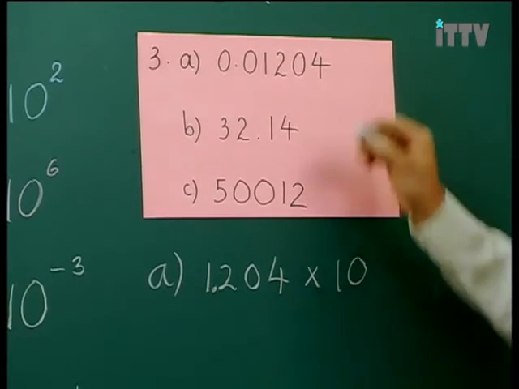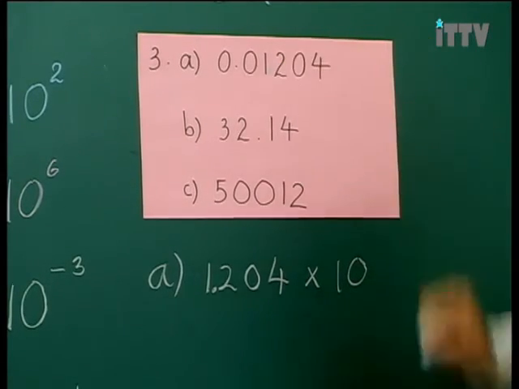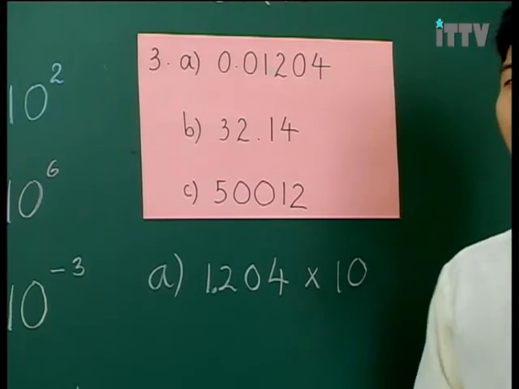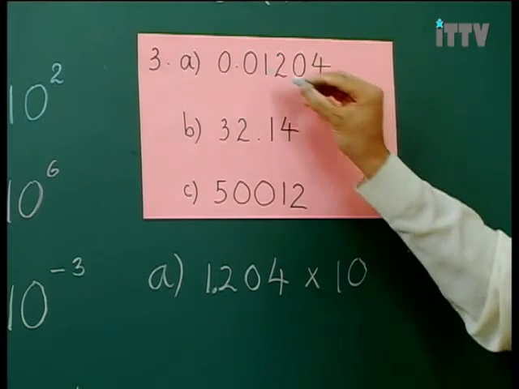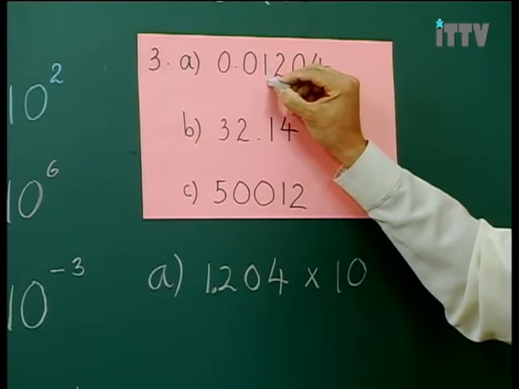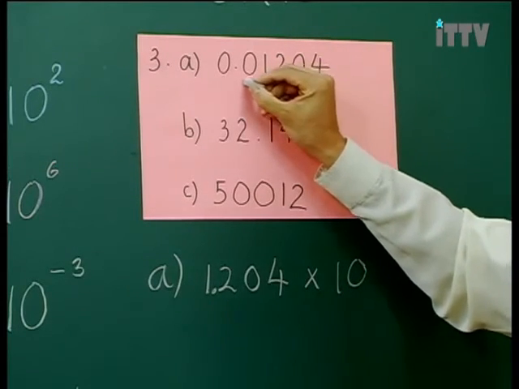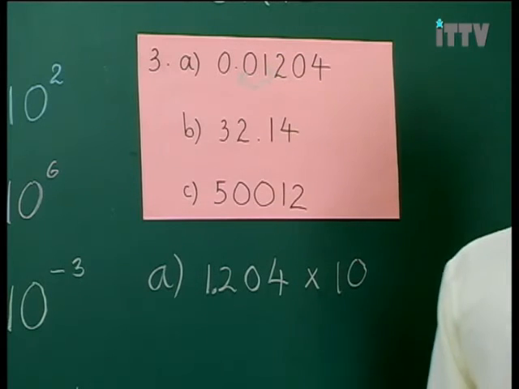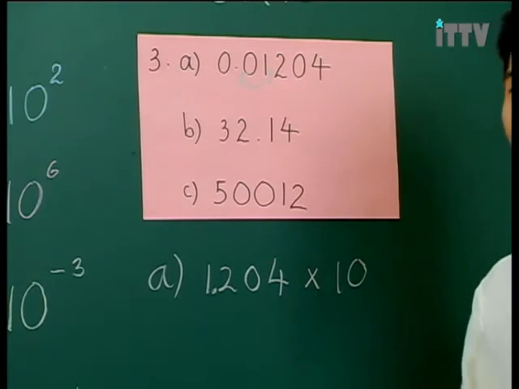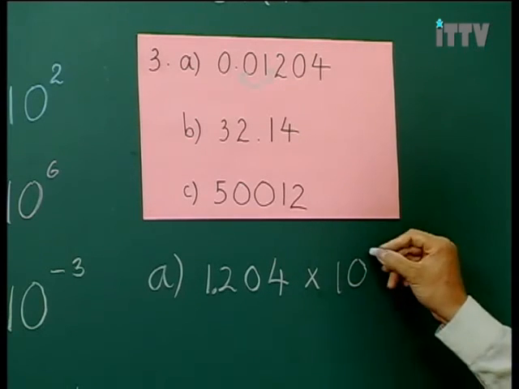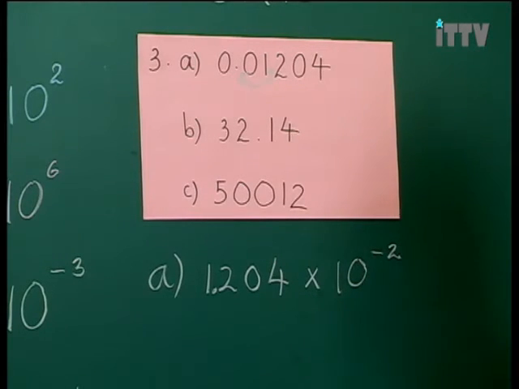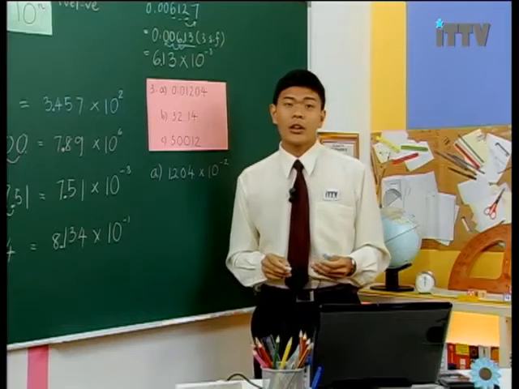Alright, now we have put the decimal here. How do we move back to its original decimal point? 1 place to the left, 2 places to the left. So when you move back to the left, it is negative index. 2 places to the left, negative 2.